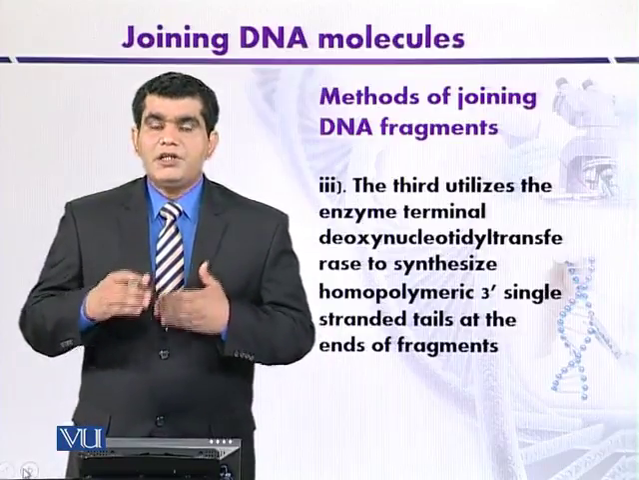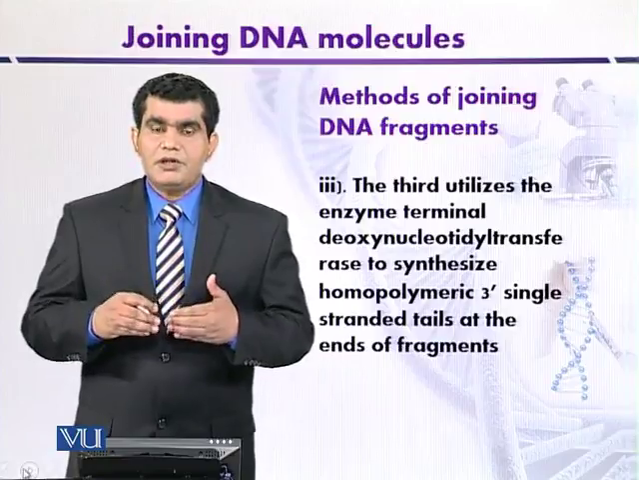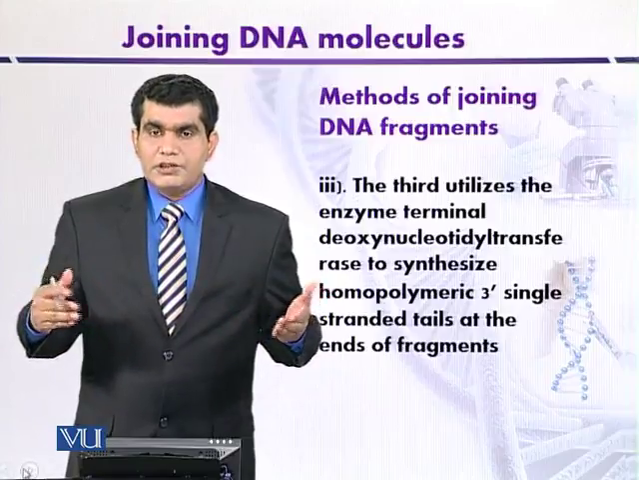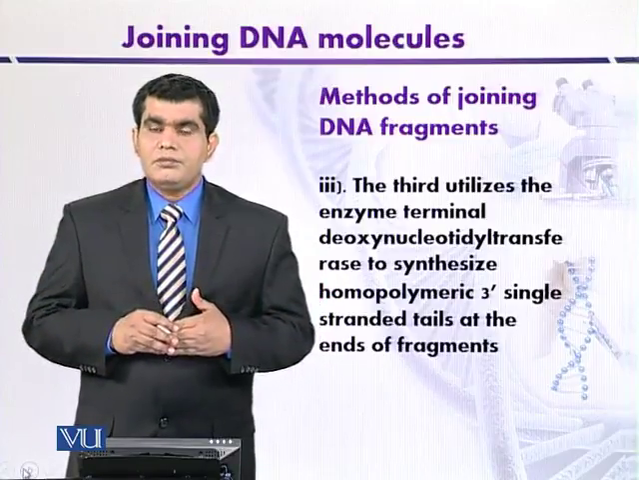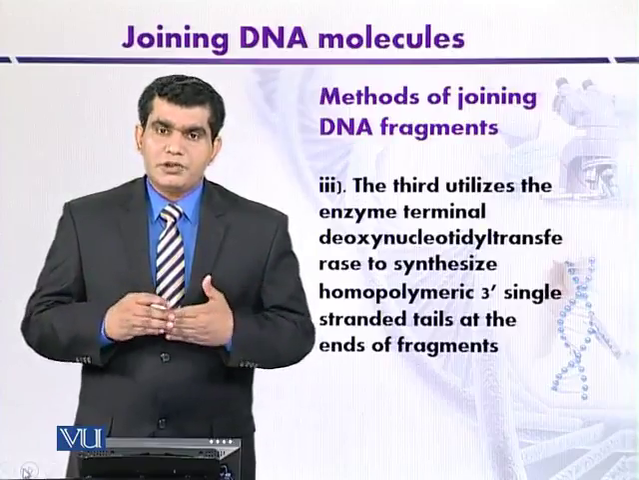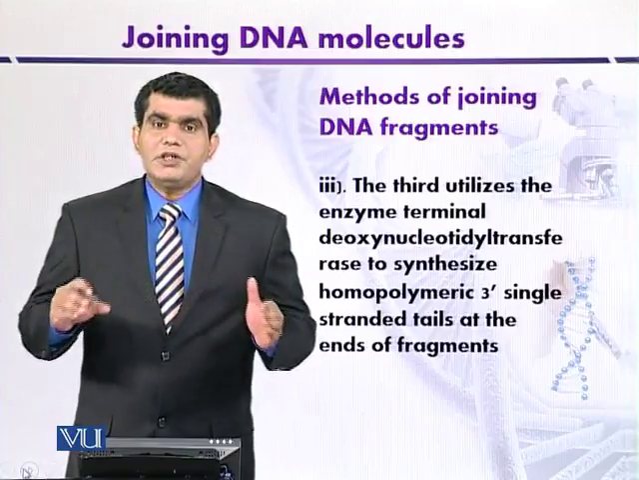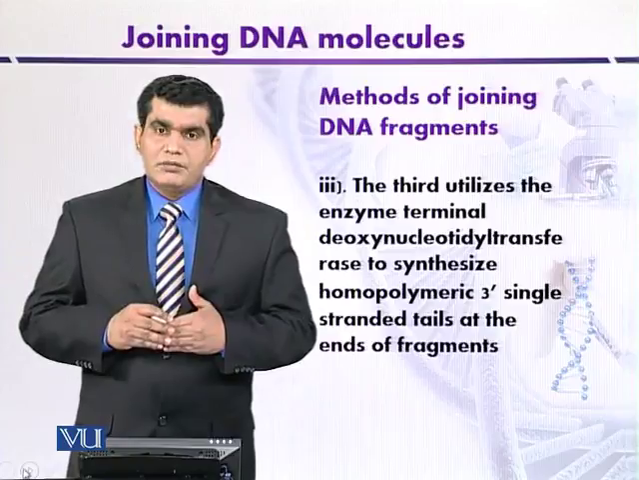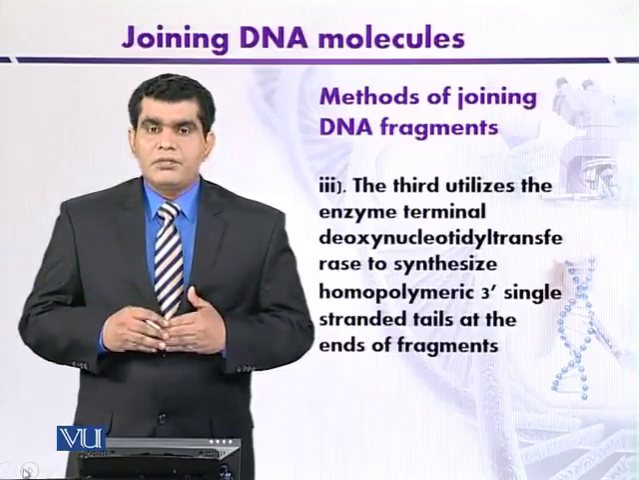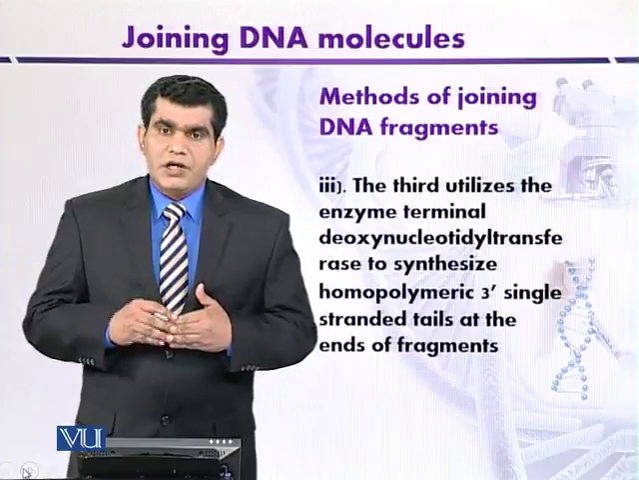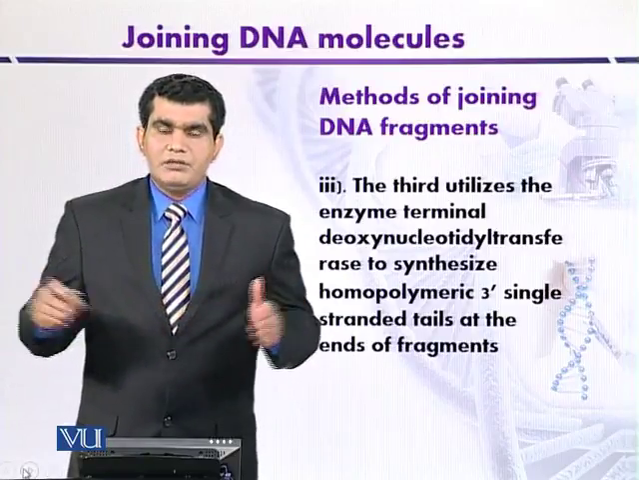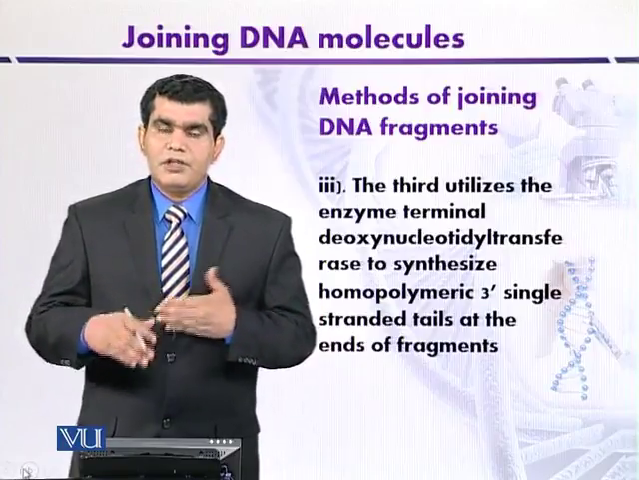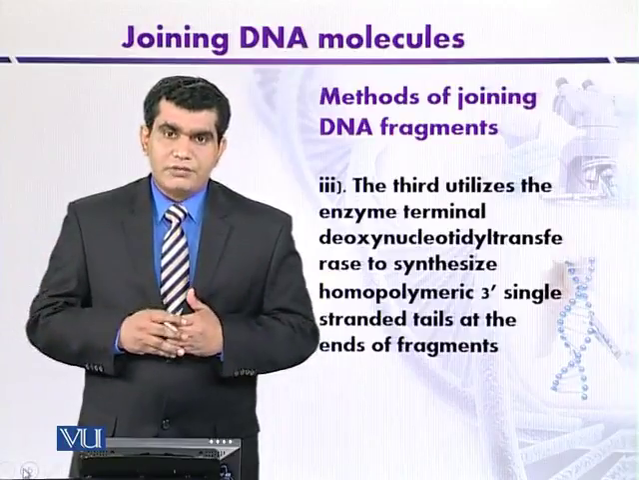The third method depends upon the ability of terminal deoxynucleotidyl transferase, commonly also called terminal transferase. This enzyme introduces homopolymer tails at the 3' ends of the DNA fragment. Homopolymer tailing means that the tails contain a single type of residue at the 3' ends, for example, either adenine, guanine, cytosine or thymine. How it is possible? We are going to discuss after some time.